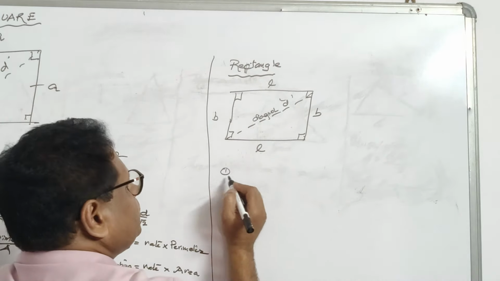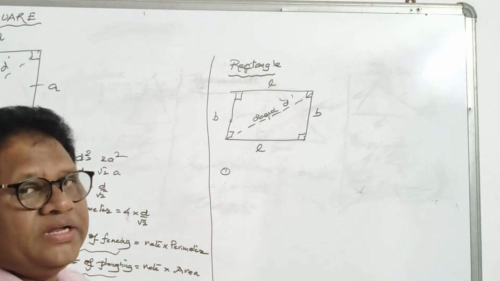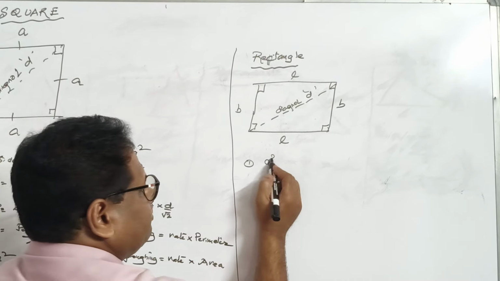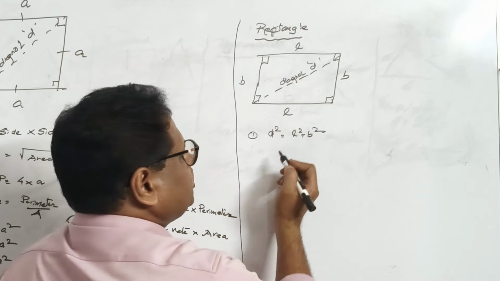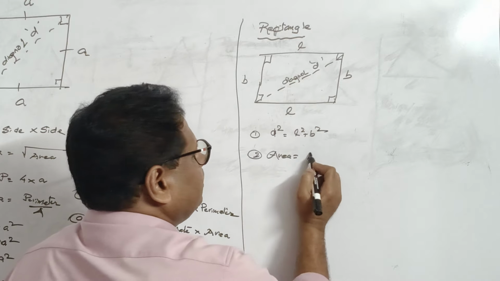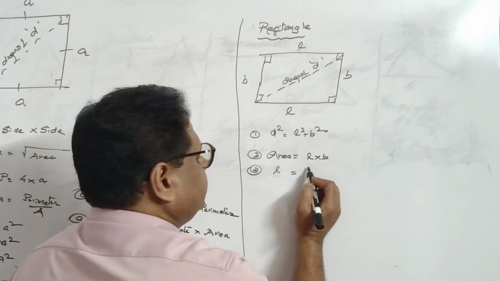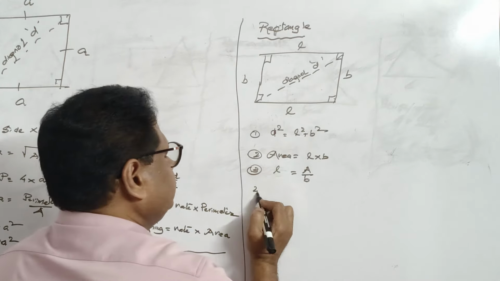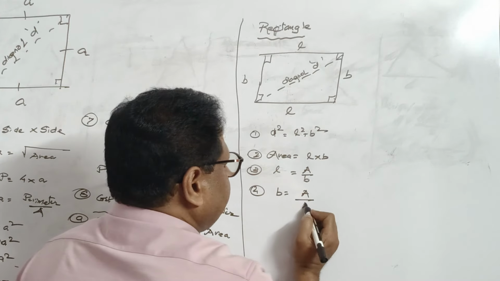Now, the first formula, we can take this particular right angle triangle connecting length, diagonal and breadth. So we have the expression by Pythagoras theorem, d square equal to L square plus b square. Then if you want to find the area, multiply length with breadth. To find the length, divide area by breadth. Similarly, to find the breadth, divide the area by length.